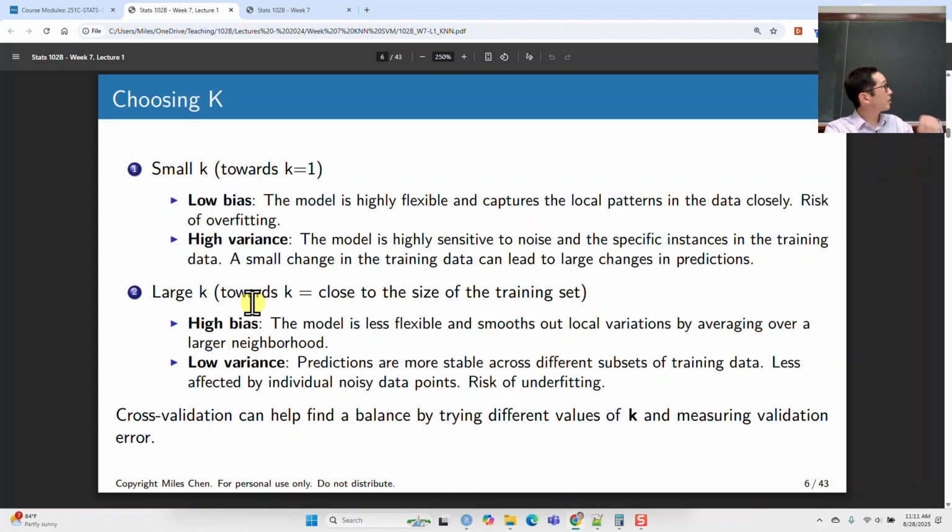On the other hand, with a large k, the extreme would be k equal to the size of your training set. Then it's just going to be majority voting for everybody. If the majority class is red, then everybody in your test case will get classified as red. So probably not ideal, but that tends to the other side of high bias and low variance. You can use cross-validation to figure out the balance, whether we want a small or large k.